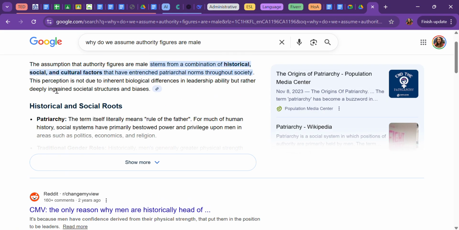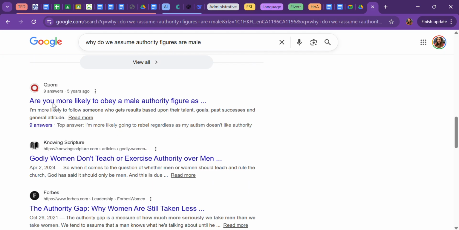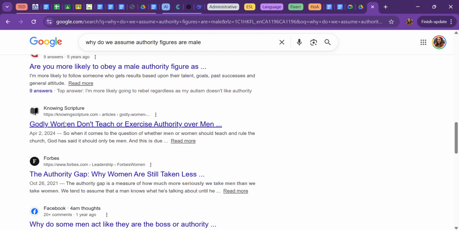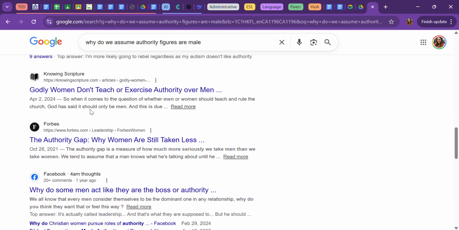So we're not going to use Reddit. We're not going to use AI. We're not going to use Quora. Godly women don't teach or exercise authority over men. We don't really want to use scripture. The authority gap. Why women are still taken less seriously.